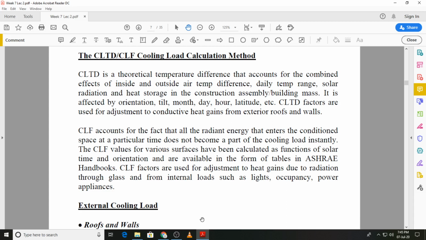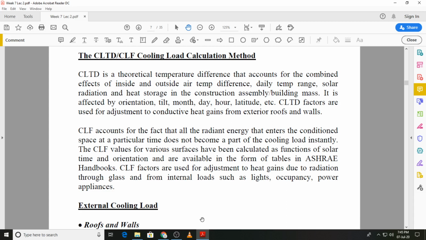So you can have different types of constructions, and a different type of construction also affects the amount of heat that is stored in that structure, and that will also affect the rate of the heat transfer through that surface. So if we want to take into account all these variables and still use an equation like we had in the case of heat transfer, that is Q is equal to UA delta T, we cannot use delta T. Instead, we replace delta T by CLTD.